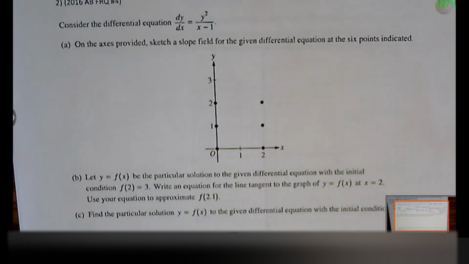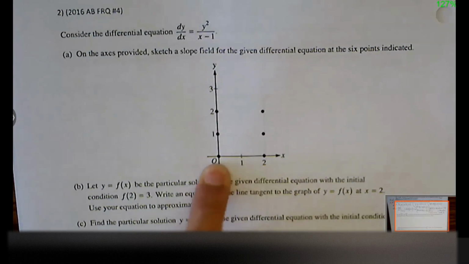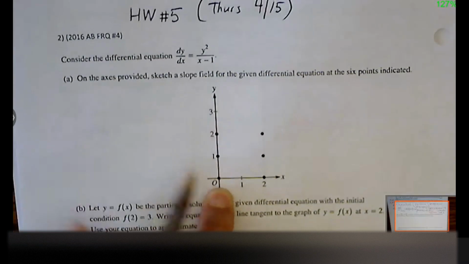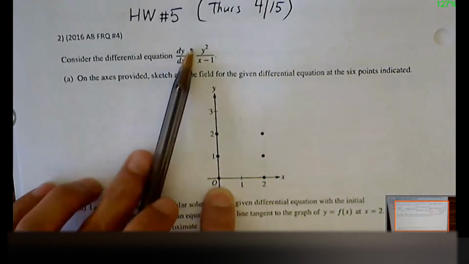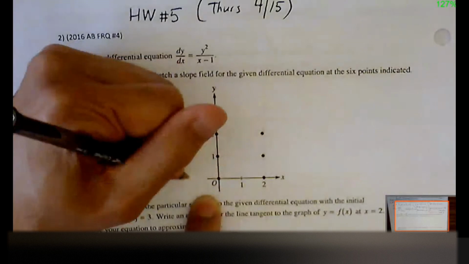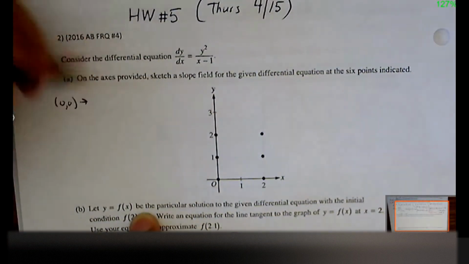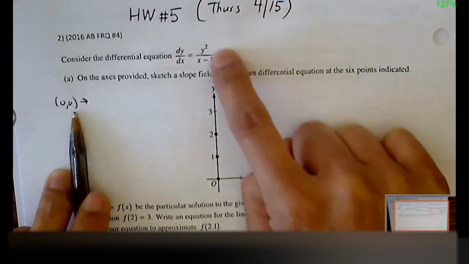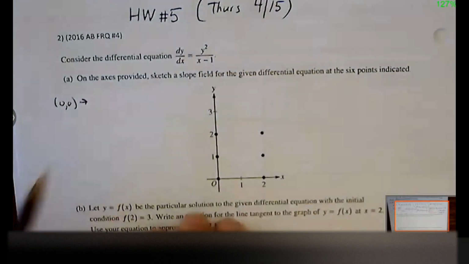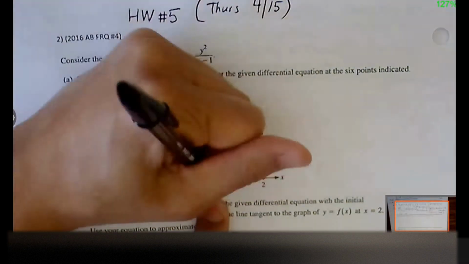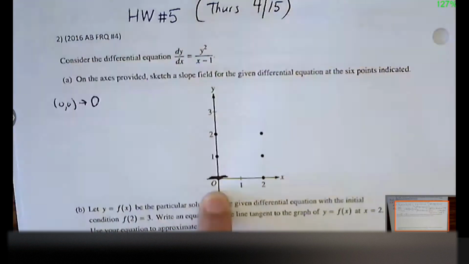Consider a differential equation, dy/dx equals y squared over x minus 1, on the axes provided. Sketch a slope field. So take each of my ordered pairs. Plug 0 in for x and for y. If I plug 0 in for x and y, I get 0 over 0 minus 1, which is 0. So that's just going to be a slope of 0 there. Here's the horizontal line.